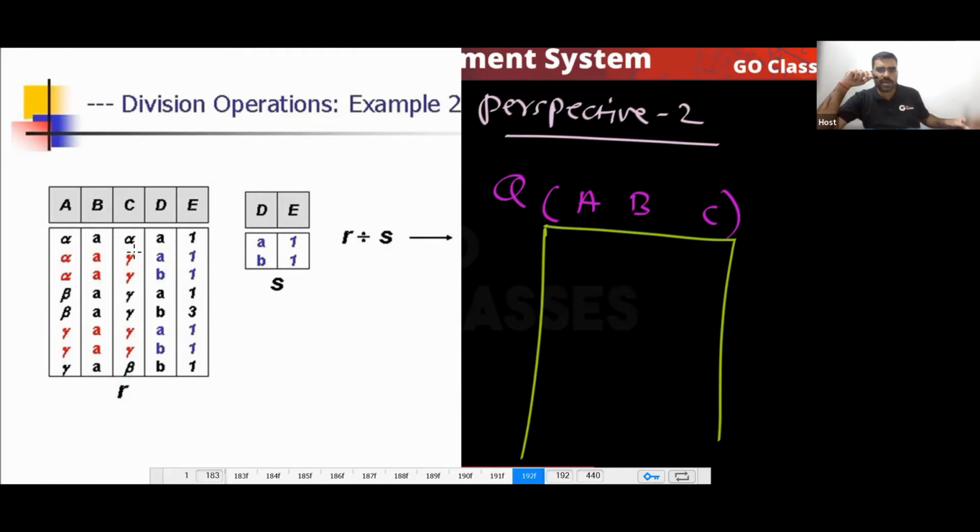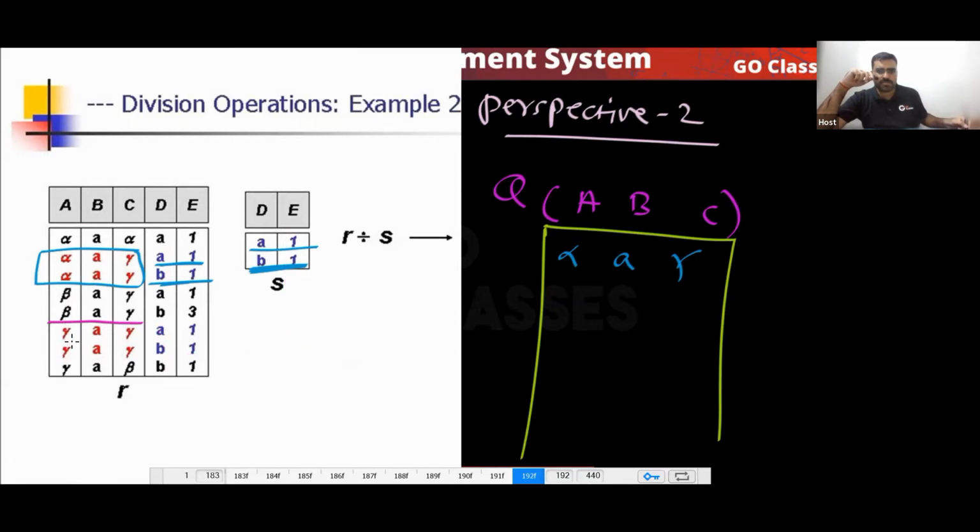What about alpha A gamma? This is pairing with A1 also, and this is pairing with B1 also. So both of them it is pairing. So I can put alpha A gamma. What about beta A gamma? This beta A gamma is not pairing with B1. It is not pairing with this. So we will not put this.